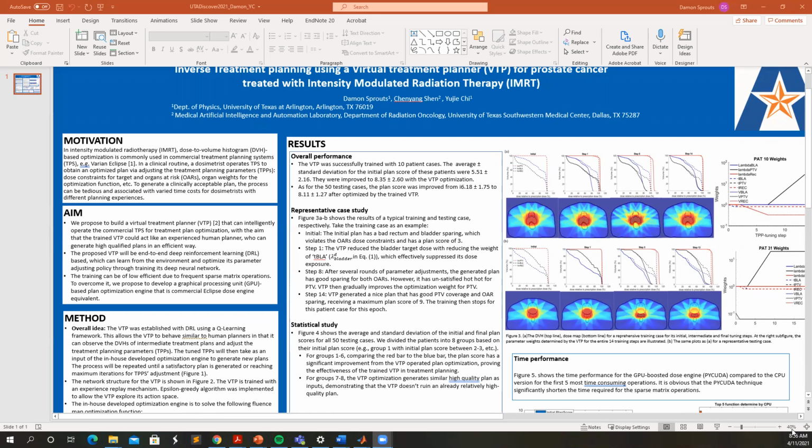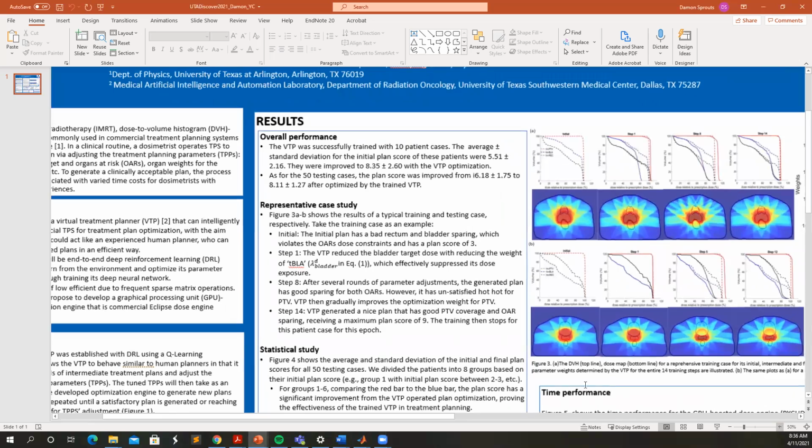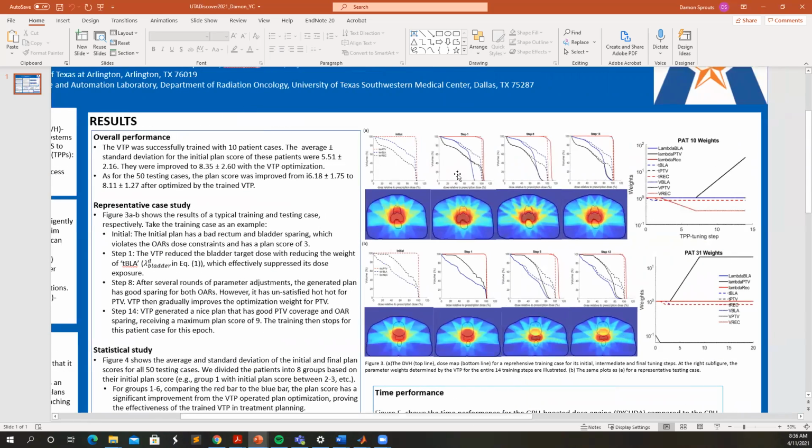If you look over here, this shows a training case. As you can see, the blue is bladder and the black is rectum. At the beginning of both of these, this B is actually for testing. Both did poorly with the OAR sparing. As you can see, there is high dose in both of them. In step 1 up here, they actually valued the bladder more than the rectum, but put too much dose in the rectum. So this fails and is not usable.